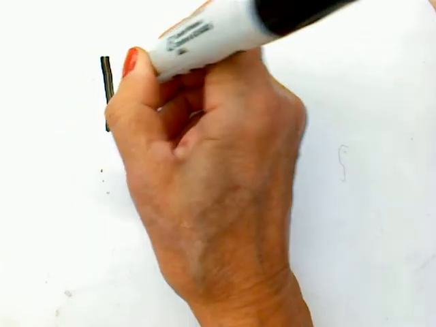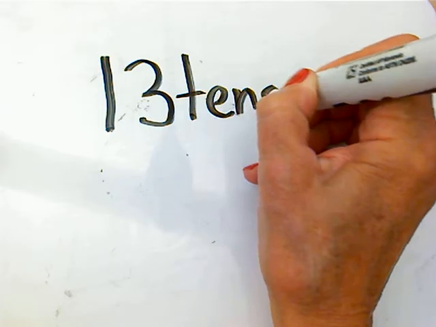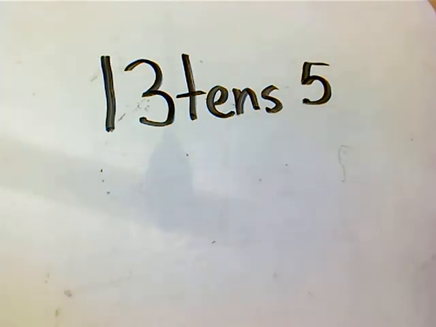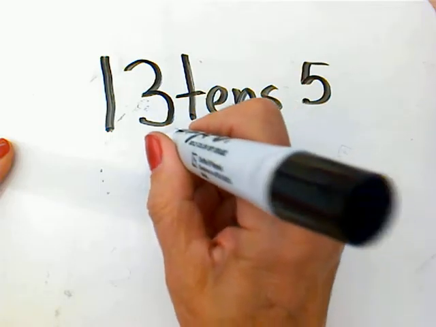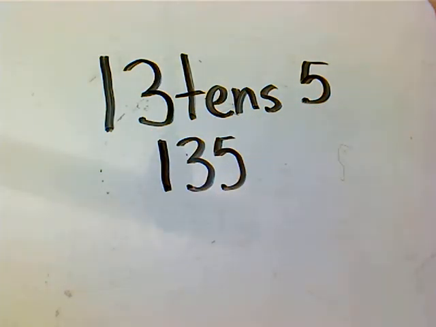Let's try a couple more. Do you remember how we did those before? Let's do 13 tens 5. 13 tens 5. On the count of 3, 1, 2, and 3. I hope you said this. Did you say that? If you did, congratulations.